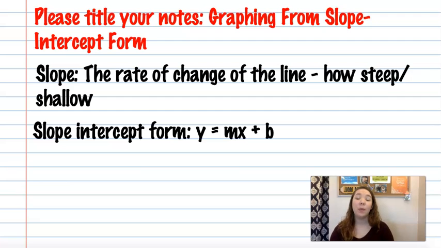All right, so we've talked about graphing just from scratch from a table. We've talked about graphing from standard form. The next method we're going to talk about for graphing a line is slope-intercept form. And honestly, this one is probably the easiest, most common one you'll see.